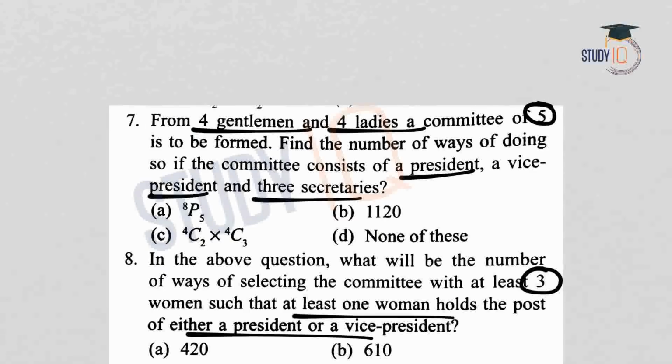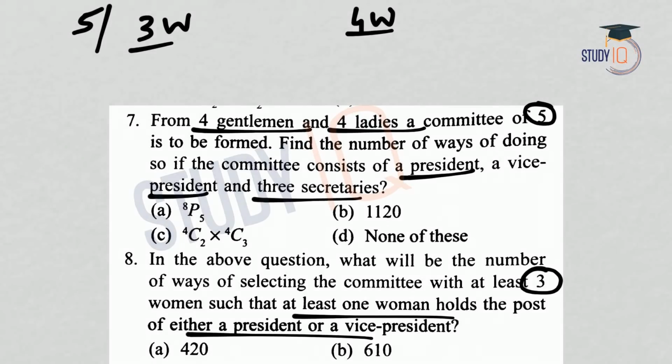So there are 2 cases possible, that is 3 women and 4 women. So you need 5 persons. Out of 5 there can be 3 women, or out of 5 there can be 4 women, then the condition is satisfied. But then after that we need to satisfy one more condition. Let's see what that is.